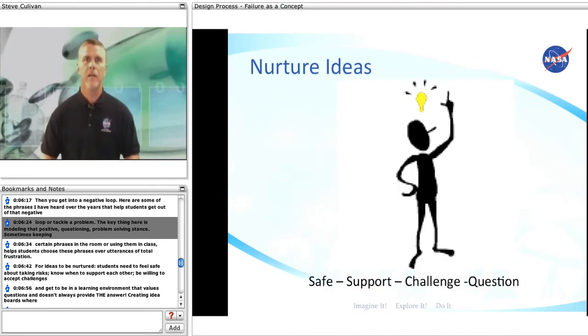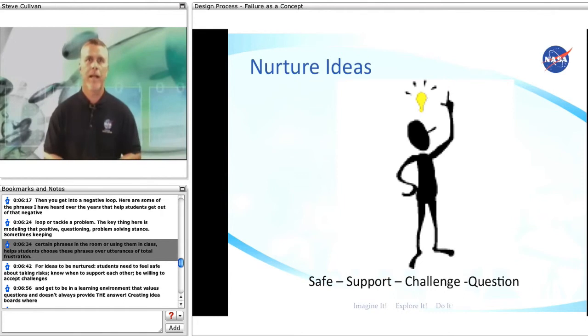The key thing here is modeling that positive questioning, problem-solving stance. Sometimes keeping certain phrases in the room or using them in class helps students choose these phrases over utterances of total frustration.